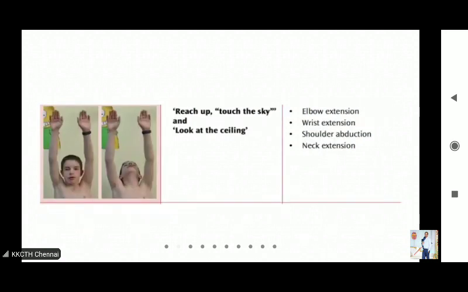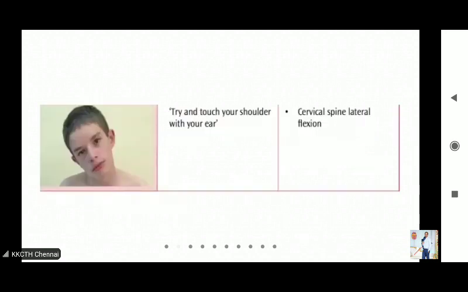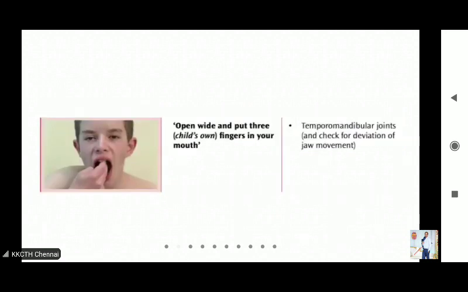Then ask them to reach up and touch the sky and look at the ceiling. By doing this, you're checking the elbow extension, wrist extension, shoulder abduction, and neck extension. Then ask the child to put the hands behind the neck. You're checking the shoulder abduction, external rotation of the shoulders, and elbow flexion. Then ask them to try and touch the shoulders with their ears, and you're checking the C-spine lateral flexion. Then ask them to open their mouth and put 3 of the child's own fingers into their mouth, and you're checking the temporomandibular joints, and also check for any deviation of the jaw movement at this time.